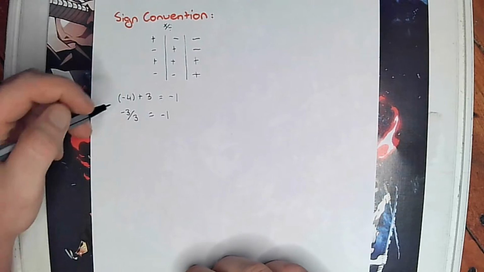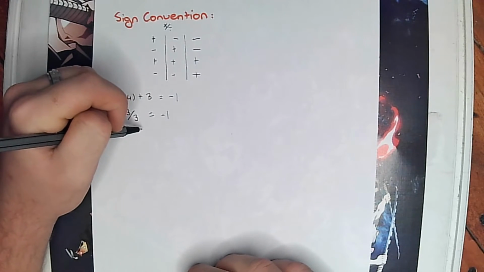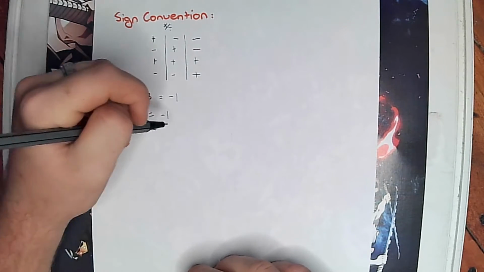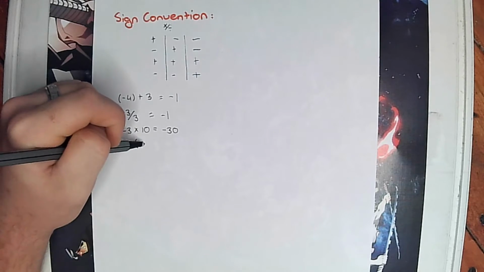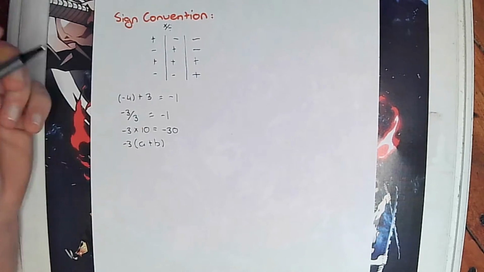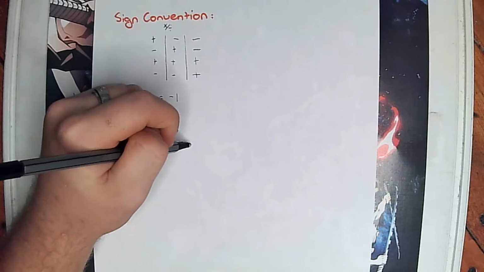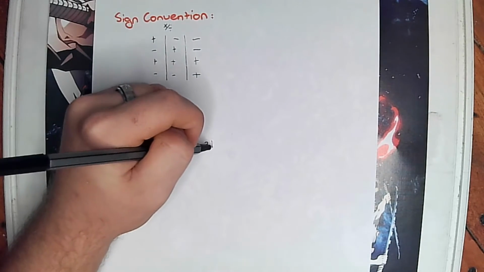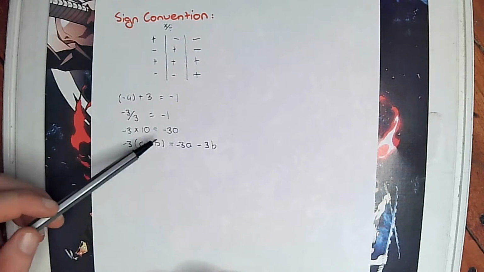Or if I had something like -3 times, let's say 10, that would give you -30. And it's the same when you have the distributive law apply. So say for example I have -3 and so I have a plus b, right? We then just become -3a minus 3b. Why? Because the negative distributes to both of the terms inside of the brackets.